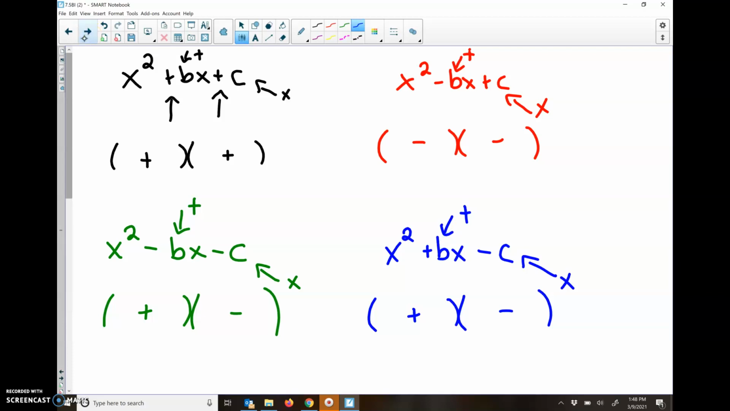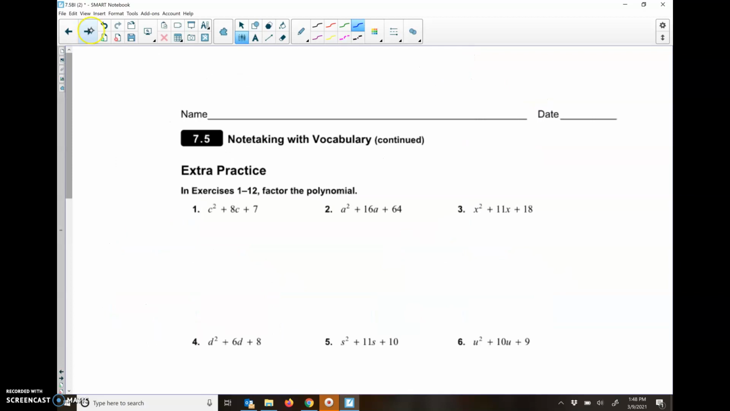Okay, so let's try some problems here so we can kind of see. So number 1, both positive, so we like that. So I know my parentheses are going to start off with both positives. Okay, the only way to get to c squared is c and c. So I need 2 numbers that multiply to 7. Doesn't look like an x there. And when I add them, I get 8.